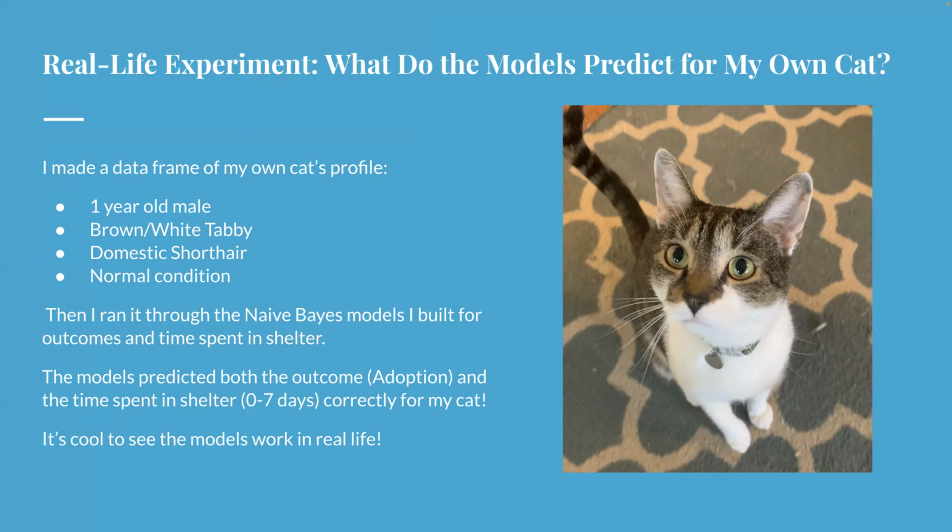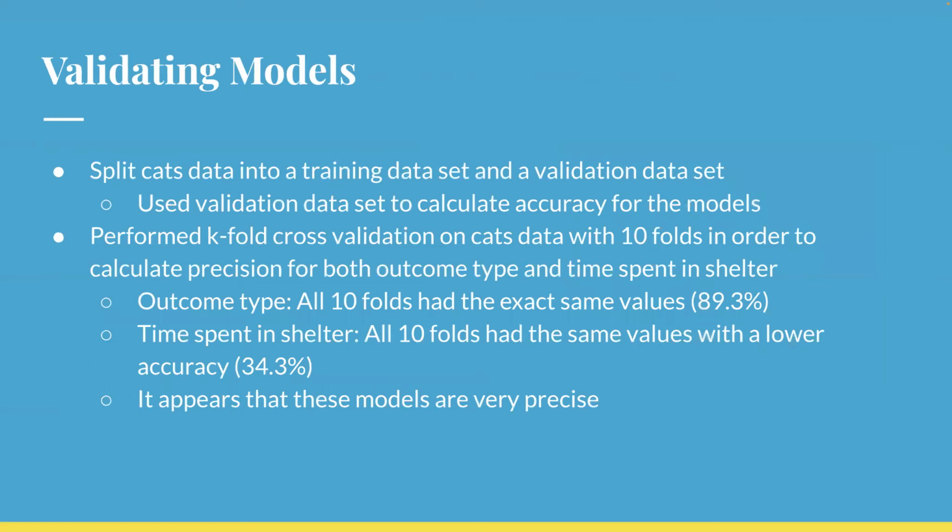So knowing all of those things, I created a data frame and then ran it through the naive Bayes model for both outcomes and time spent in the shelter. And both of those predictions that the model made for my cat were correct. They matched up with what actually happened in real life. So it was really cool to see the models working on some real life data, and to make the analysis a little more personal in that way.